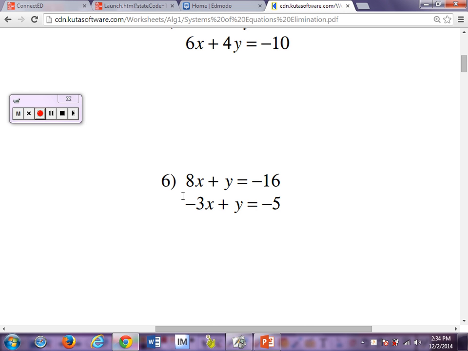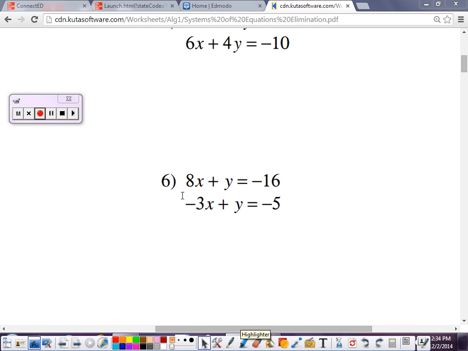Well, you can make it negative. And the way you do that is you take whichever equation you want, and I'm going to multiply the whole equation times negative 1. So I'm going to leave my first equation alone, 8x plus y equals negative 16. And I'm going to rewrite the second one. I'm going to multiply the whole thing times negative 1, because as long as you change everything the same way, the equation is still the same. Negative 1 times negative 3 is a positive 3x. Negative 1 times a positive y is negative y. Negative 1 times negative 5 is a positive 5.